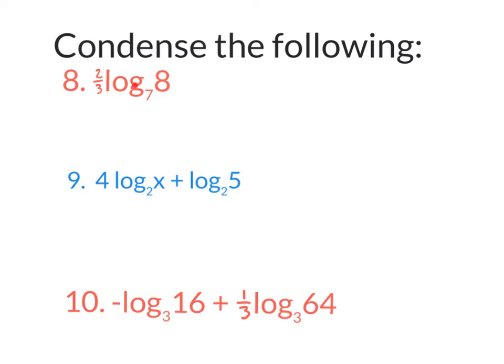And on number 8, we have log base 7 of 8. Do we have 8 times something? No, so we're not using the product property. Do we have 8 divided by something right here? No, so we're not using the quotient property. What do we have here? We have log base 7 of 8 and something that's being multiplied out in the front. That's the power property, right? When you have something times a log, you could take that something and put it up on top of the 8, or whatever value you're taking the log of. So in this case, we have log base 7 of 8 to the 2/3 power.